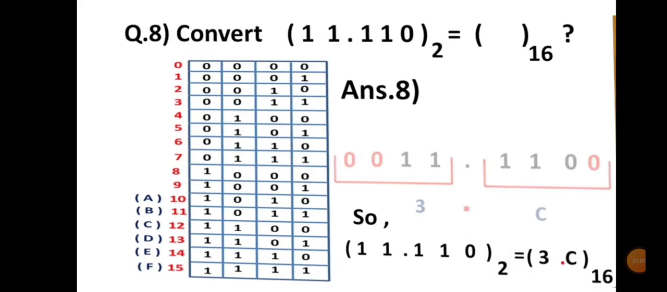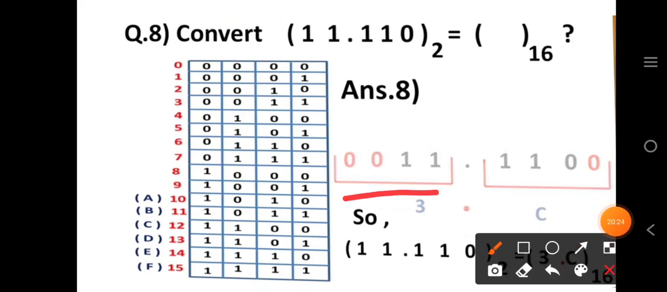Then moving ahead, here we have converted 11.110 binary into hexadecimal. When converting a binary number having a decimal point, we have to make groups moving from right to left before the decimal point and from left to right after the decimal point.